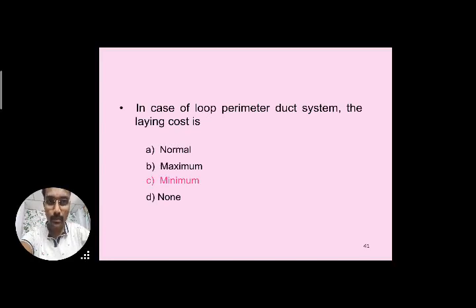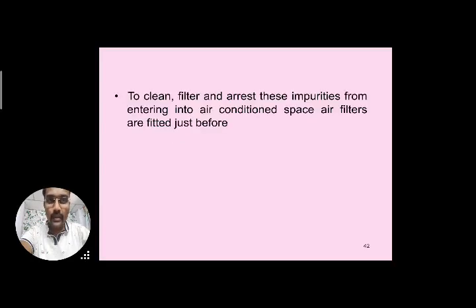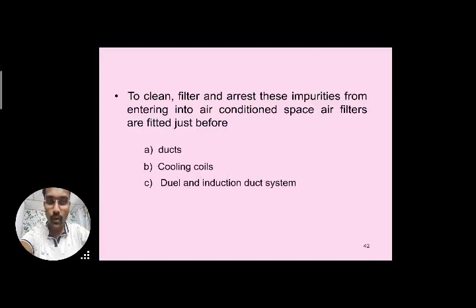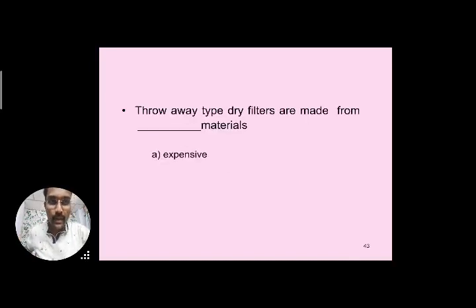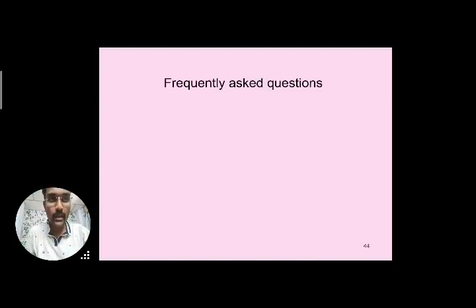The answer is minimum. To clean, filter and arrest impurities from entering the air conditioned space, air filters are fitted just before the evaporator coil or cooling coils. The answer is cooling coils. Next, throwaway type dry filters are made from inexpensive material, as I already showed. And next, we see the frequently asked questions.